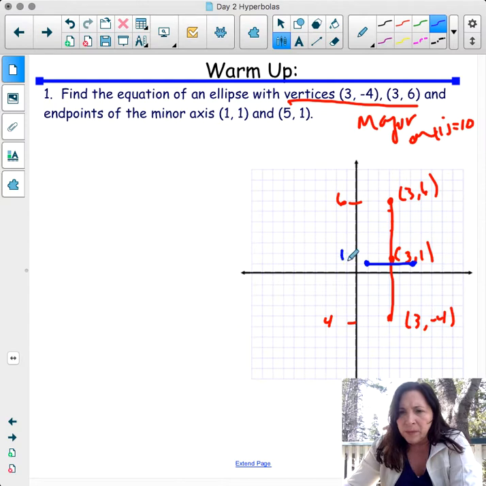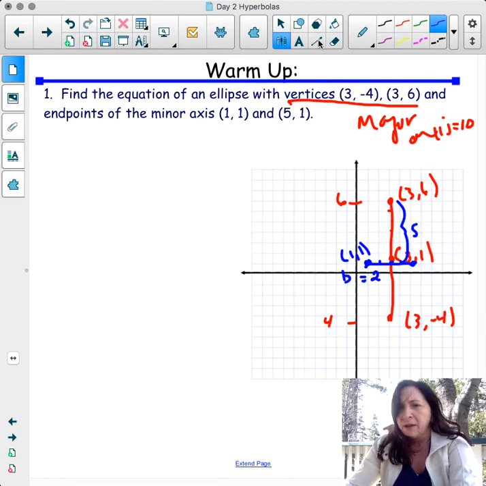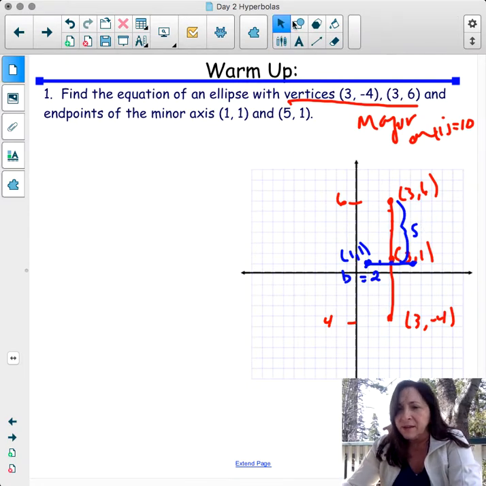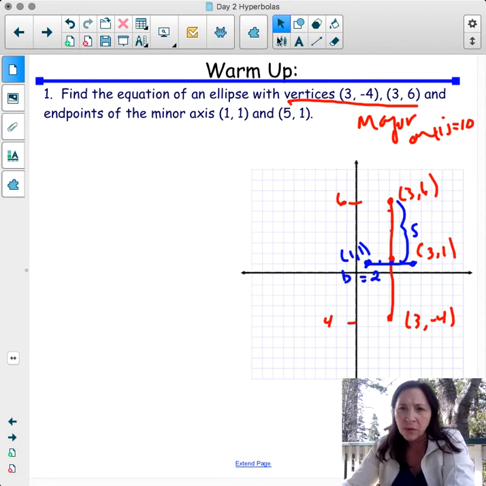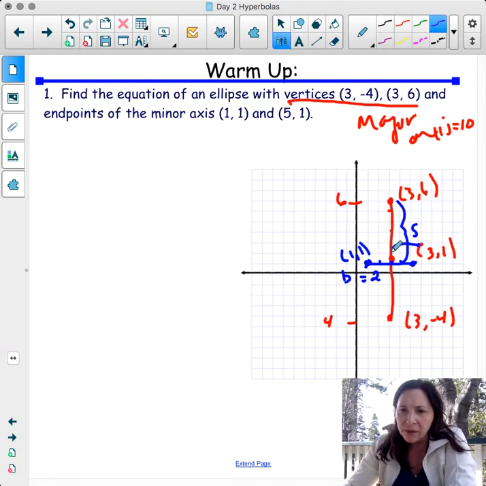The distance between my minor axis vertex and my center is 2. So that's my B value. And then I have my major axis, with the distance from here to here being 5, and that's my A value. Additionally, this being (3, 1), that's my center, which is inside there. So my center is at (3, 1).